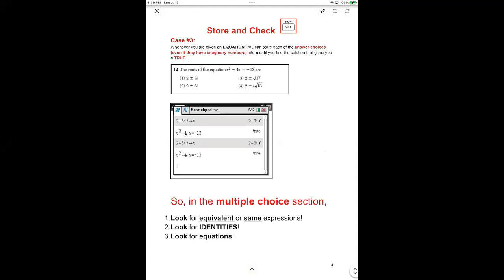Whenever they give you an equation in the multiple choice section, you can take the answer choices and store them into the X variable and then key in the equation. Again, you're looking for a true statement. If it gives you a true statement, then you know you're on the right track or that you found the answer.